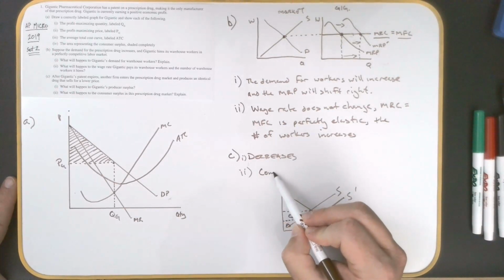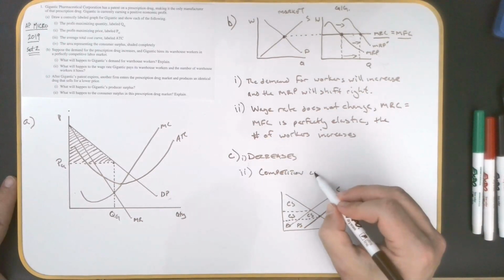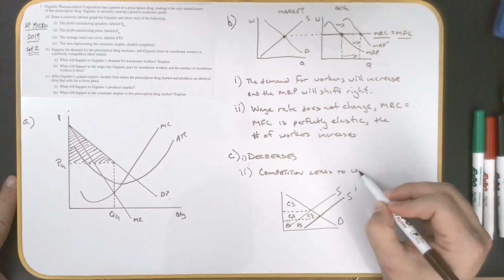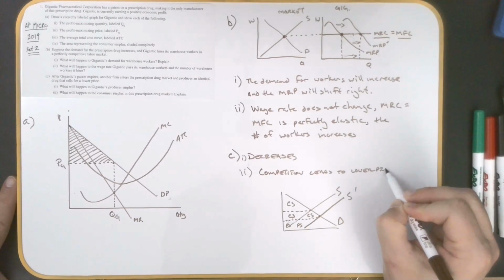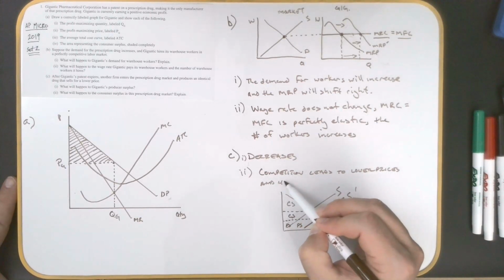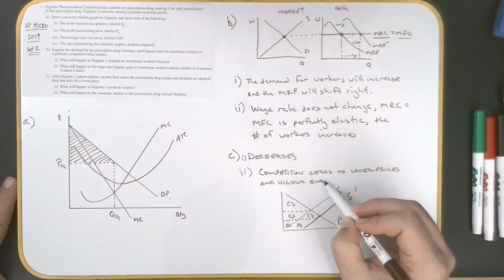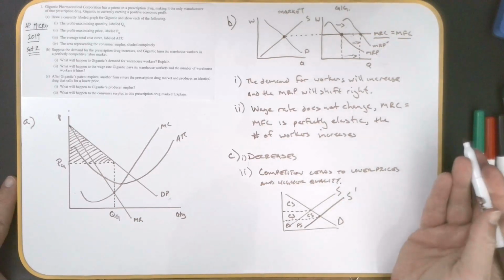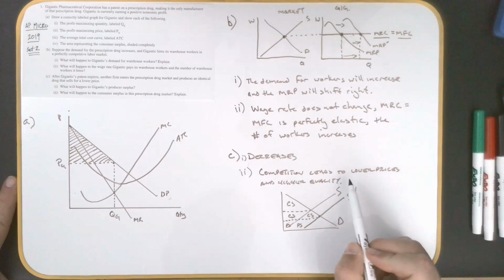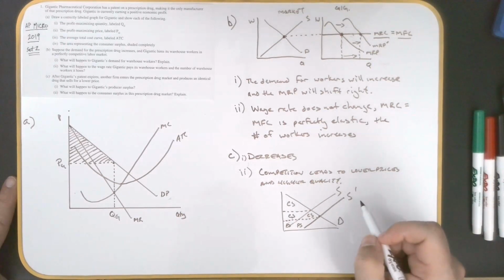So you could say right here, competition leads to lower prices and higher quality. Now it says in this one the drug is identical, so it's not going to be any more powerful, but just making this statement that you understand that more competition leads to lower prices and higher quality, even though in this situation the quality is the same, it's fine.